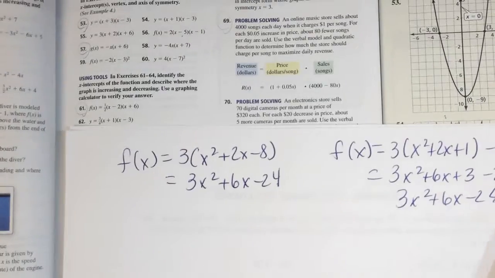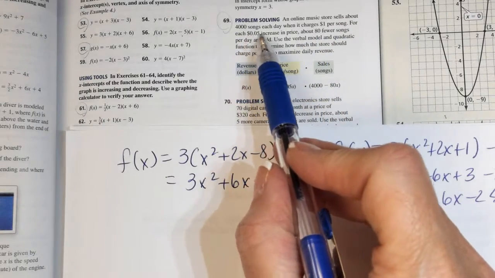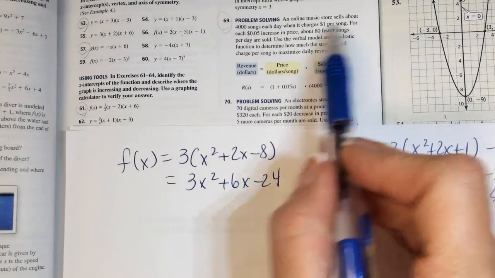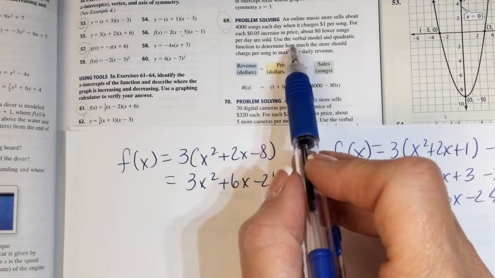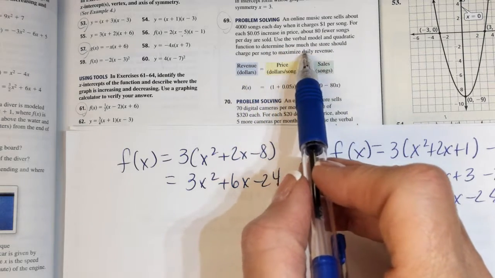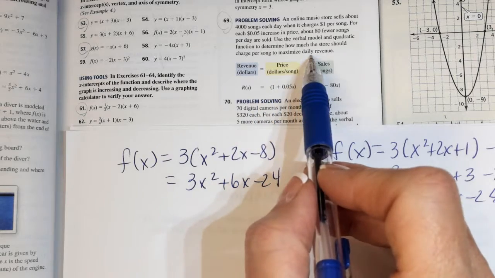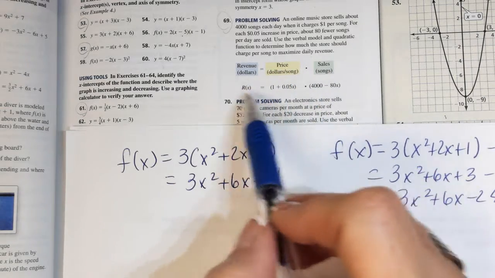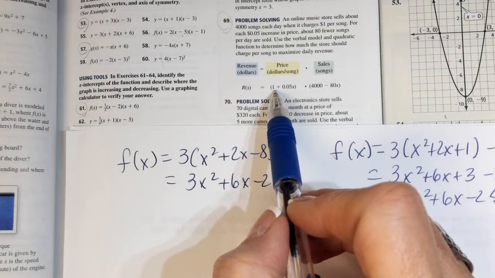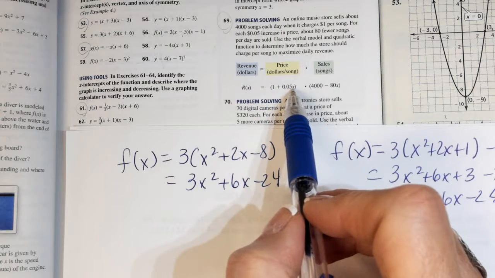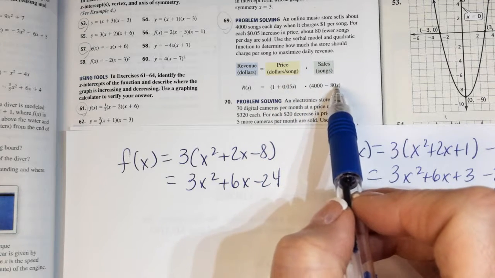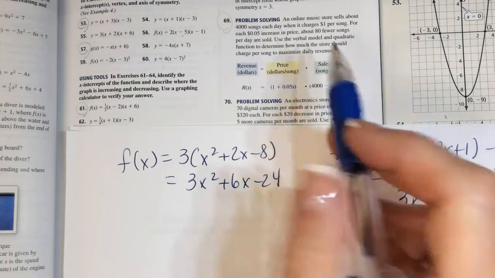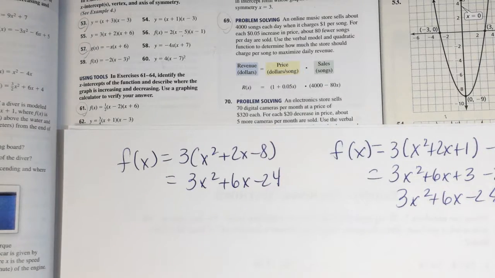Okay, so this one says, an online music store sells about 4,000 songs each day when it charges $1 per song. For each 5-cent increase in price, about 80 fewer songs per day are sold. Use the verbal model and quadratic function to determine how much the store should charge per song to maximize daily revenue. Well, this right here is our revenue function. They're making $1 plus 5 cents every time they raise it by a nickel. That's going to be the price. Their sales, though, they drop. They sell 80 fewer every time they raise it up by a nickel. So x then is representing how many times we're going to raise it up by a nickel.